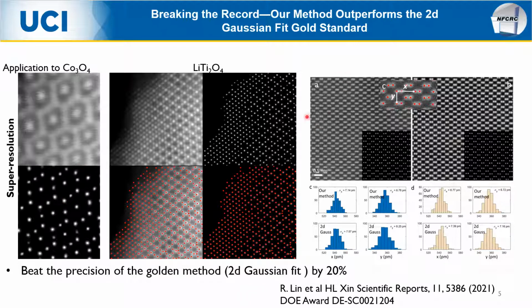So the most important thing is that for high precision atomic column localization, our method actually outperformed the 2D Gaussian fit by 20%. The 2D Gaussian fit is considered the gold standard in the field. To break this record by just our baseline model shows that our TEM ImageNet project could greatly impact the field. So you're welcome to use our training data set to actually create better models.